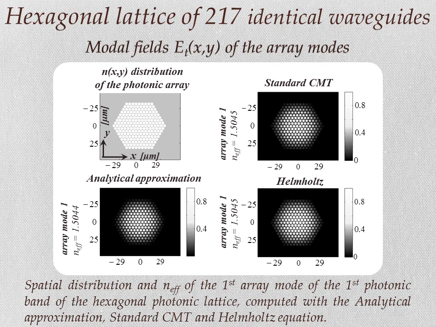Here you see spatial distribution and n effective of the first array mode of the first photonic band of the hexagonal photonic lattice, computed with the analytical approximation, standard CMT, and Helmholtz equation.